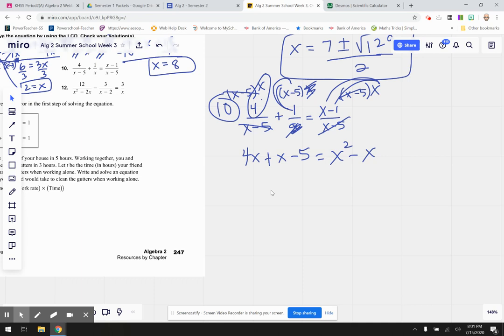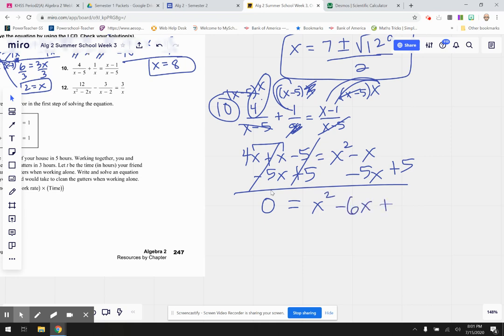So that means we are going to need to get it equal to 0 so that we can solve the quadratic. That's 5x, so we're going to subtract 5x, and we're going to add 5. I think we can factor this one, though, so make it a little easier on ourselves. 0 equals x squared minus 6x plus 5. I do think factoring will work on this one.